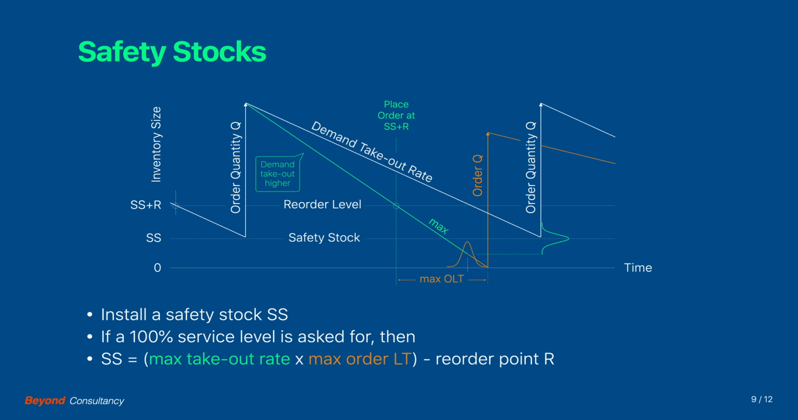There are many approaches to the sizing of the safety stock. Assuming we need to provide the 100% service level, we need to have an idea about the worst case demand takeout rate and the worst case order lead time. Multiplying these gives us a worst case reorder point. Subtracting the first reorder point, which was derived from the average takeout and lead time, we get an idea about the maximum safety stock.